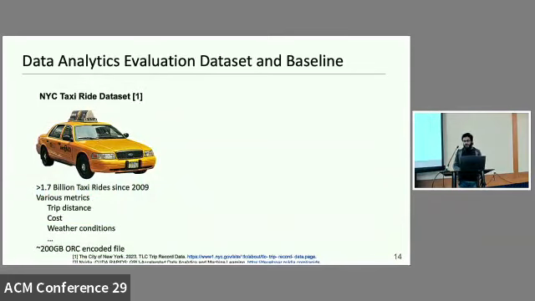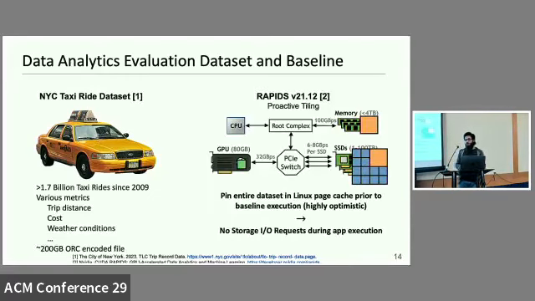Next, we evaluate BaM with the data analytics workload. We use the New York City taxi ride dataset, which has data for over 1.7 billion taxi rides since 2009. For the baseline, we use the state-of-the-art GPU accelerated data analytics framework by NVIDIA called Rapids. It uses the proactive tiling approach to process datasets that are larger than GPU memory. However, to get an even more optimistic baseline, prior to execution of any query with Rapids, we pin the entire dataset in the Linux page cache. Thus, during execution of Rapids, Rapids makes no storage I/O requests in the evaluation we're about to show.